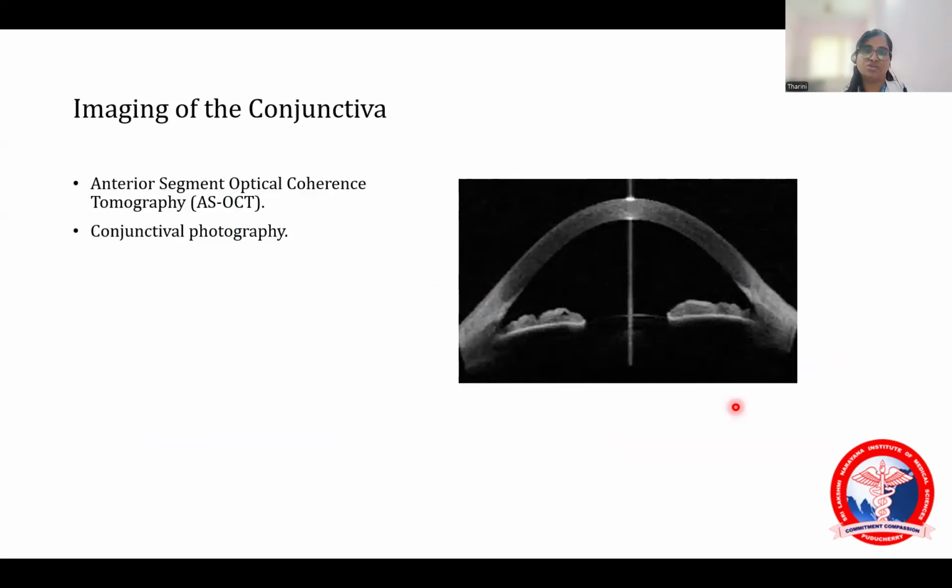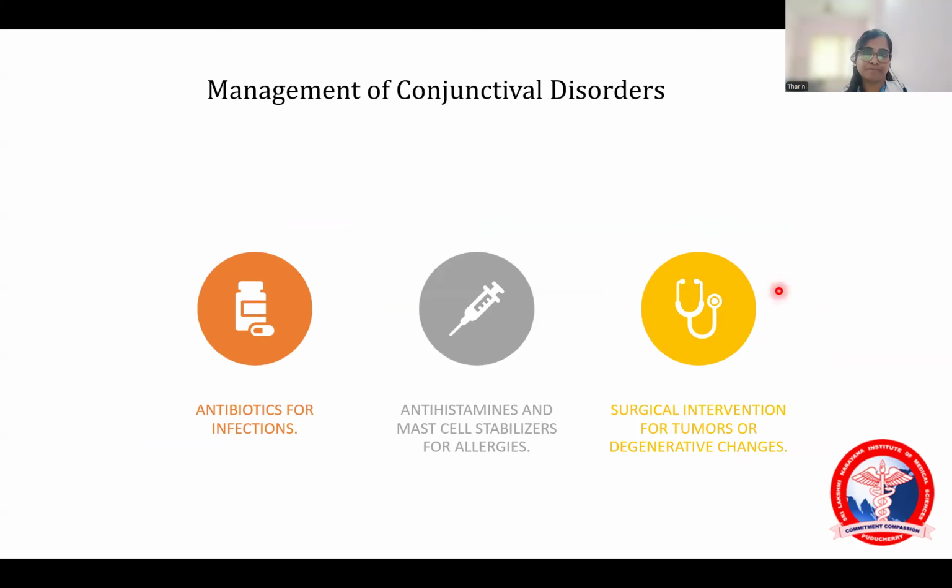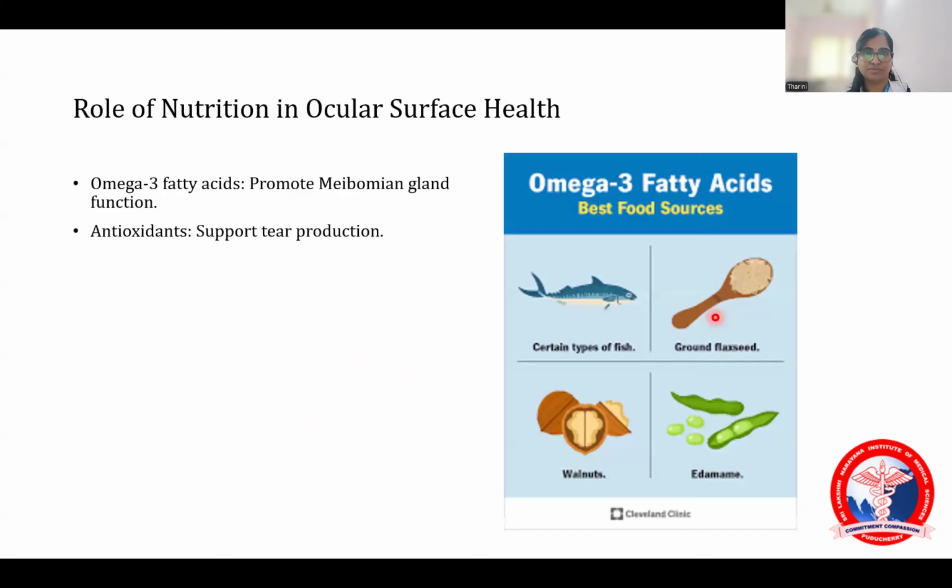And imaging of the conjunctiva: we can image the conjunctiva through an anterior segment OCT and a conjunctival photograph. So how are we going to manage all these conjunctival diseases? If there is an infection, we start antibiotics. If any allergy is there, then we go for antihistamines and mast cell stabilizers. And surgical intervention is done for tumor or degenerative changes.